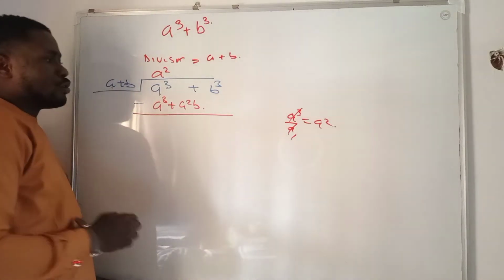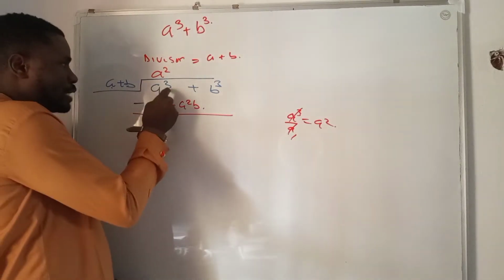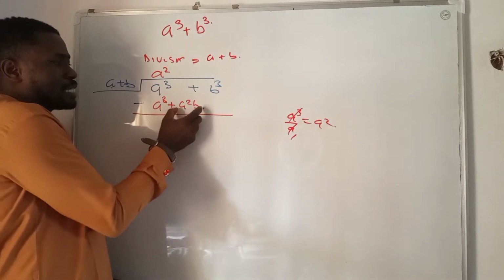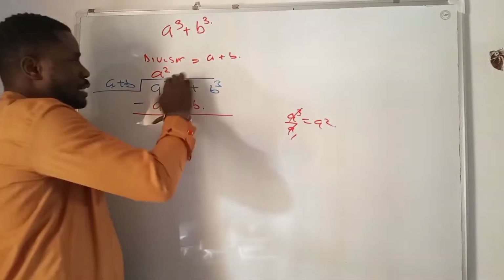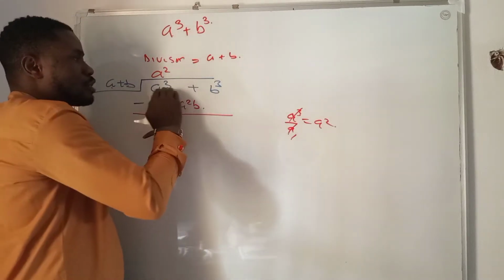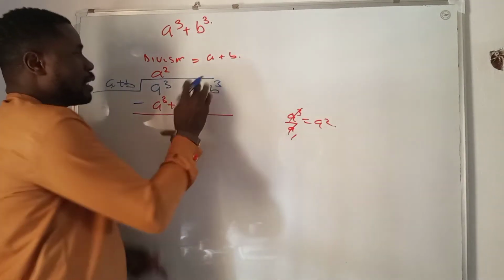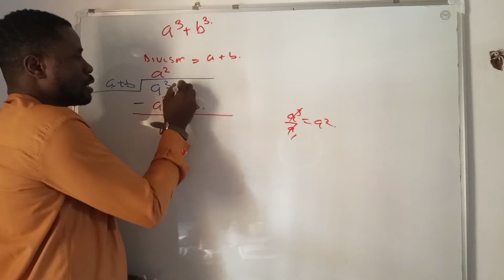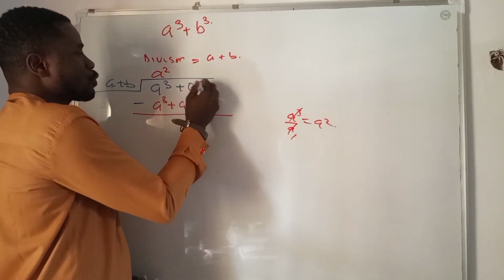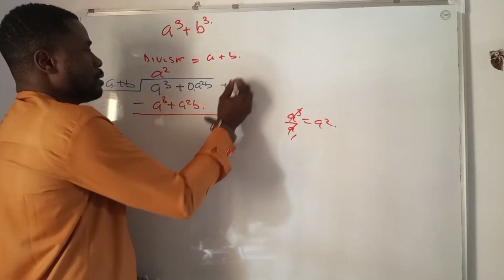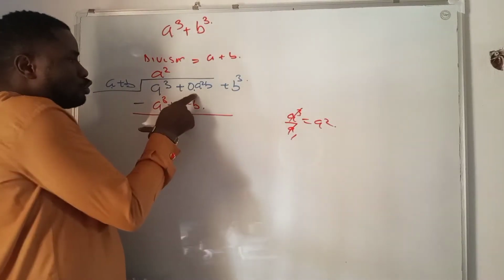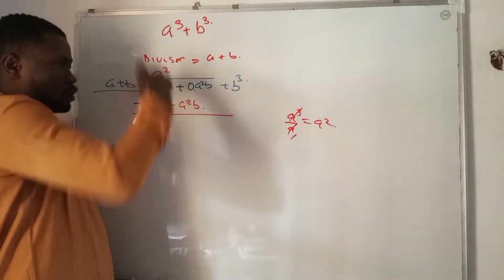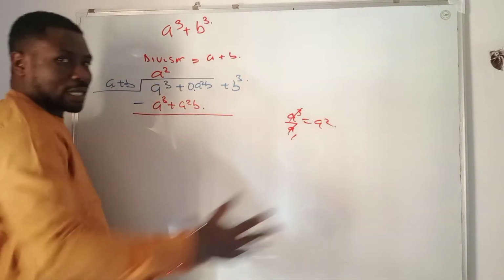That will be 0. You now see that after subtracting a cube minus a cube, the next thing you have here is a square b. A square b is not found here. The fact that you're not seeing it here, you can decide to bring it. If I decide to introduce it there, I will say plus 0 a square b. Then plus b cube. This b cube was there from the beginning. So I have introduced 0. The reason is that when you're subtracting, like terms must subtract each other.